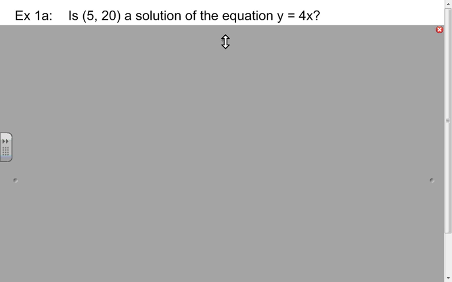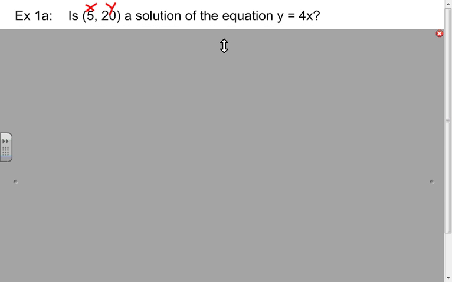Is the ordered pair 5, 20 a solution to the equation y equals 4x? Now remember, the first number is always the x number. The second number is always the y number because it's an ordered pair. The pair of numbers and the order matters. The x always has to come first.